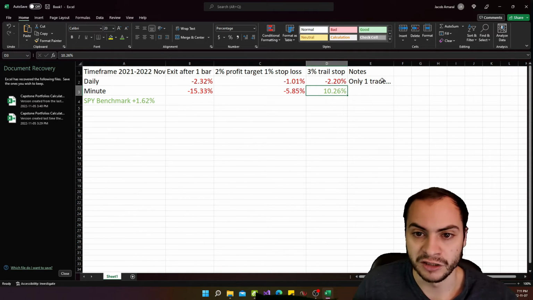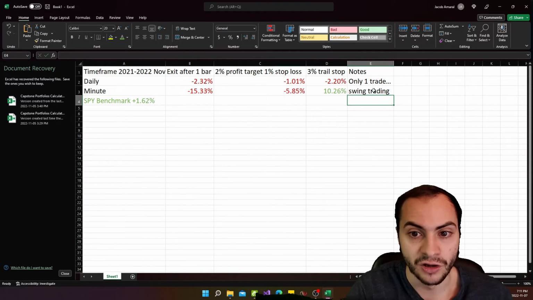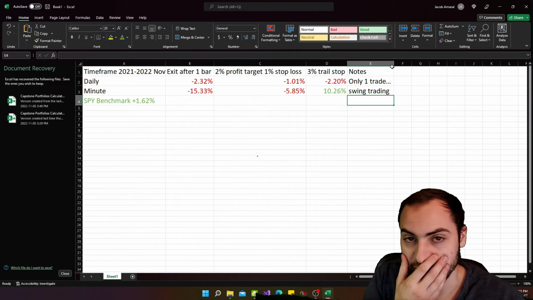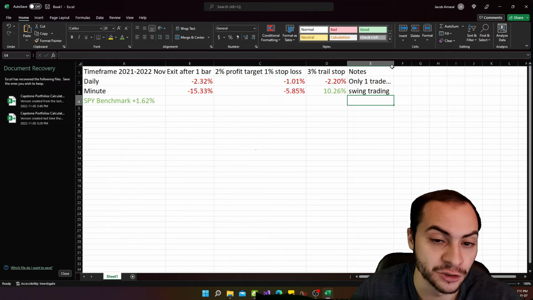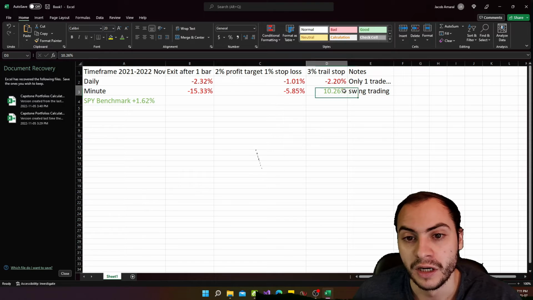Now there is a note. I'll actually put this in here. It is swing trading, so it's not exiting at session close, meaning it's not exiting when the market closes. So that may play a factor. If you only want intraday trading systems, this may not do very well. So that's how it did.